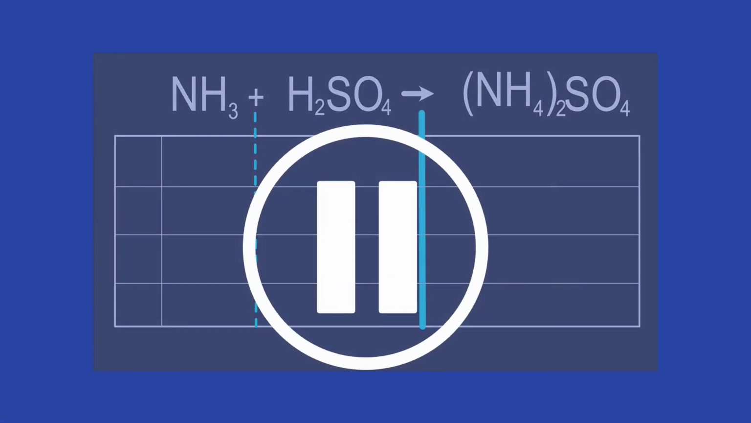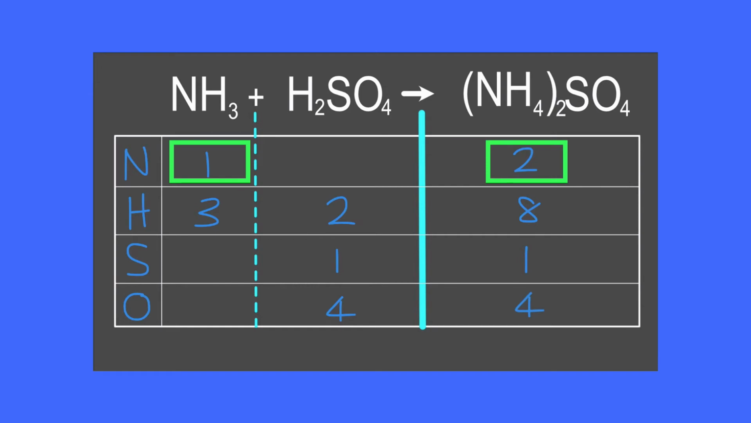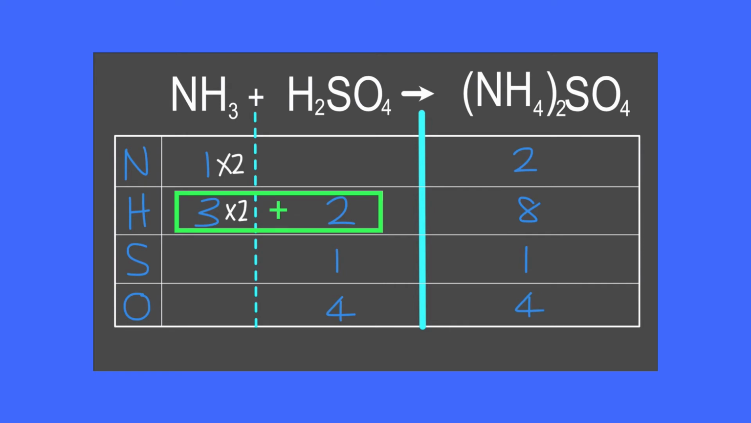Pause the video and first try to balance the reaction yourself. In the next reaction, we have nitrogen, hydrogen, sulfur, and oxygen. First, we fill in the quantity of each element in the table. To balance the first row, we can multiply with 2 in the first column. In the hydrogen row, we now have 6 plus 2 hydrogens on the left-hand side, which balances with the 8 hydrogens on the right-hand side. Please note that over a dotted line, we add the numbers. For the last 2 rows, we can see that the sulfur and oxygen are already balanced. Our balanced chemical reaction looks like this.